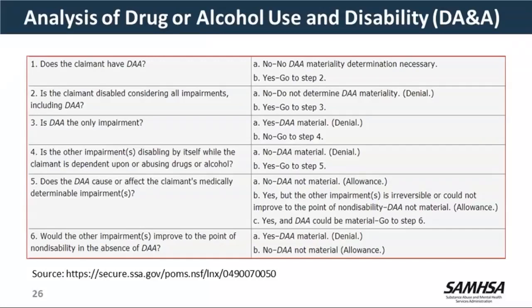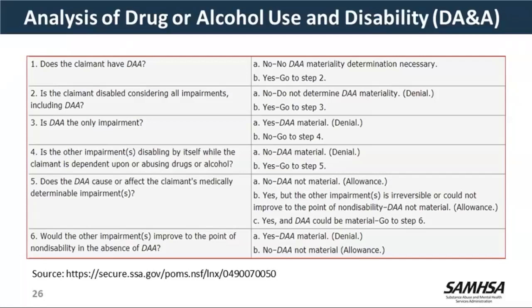So I took a picture of the actual sequential evaluation that SSA uses to analyze drug or alcohol use with disability, and I'm just going to walk us through the steps. In step 1, SSA asks the question, does the claimant have DA&A? If the answer is no, the evaluation is not necessary because they don't need to make a determination on if the drug or alcohol use is material if it does not exist. If the answer is yes, the claim will move on to step 2.